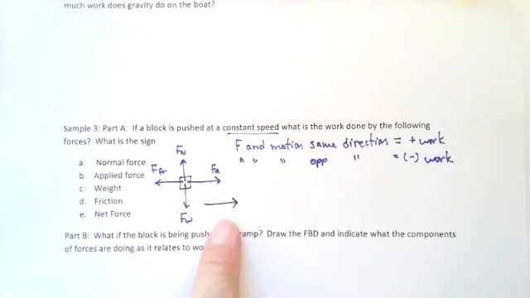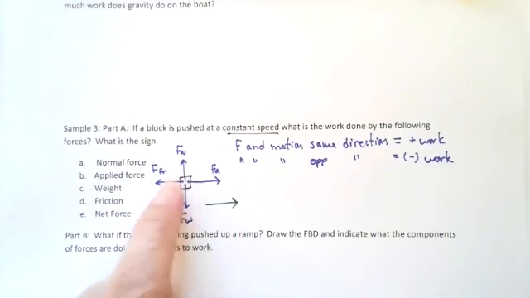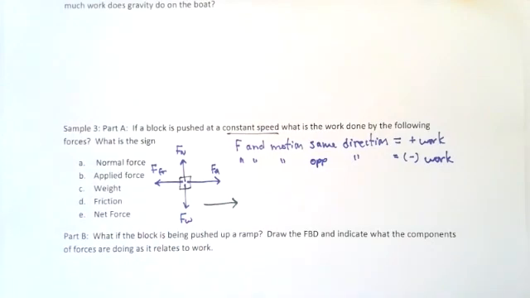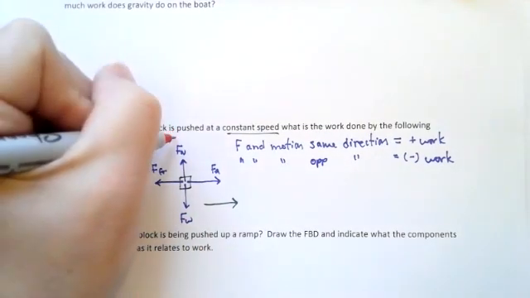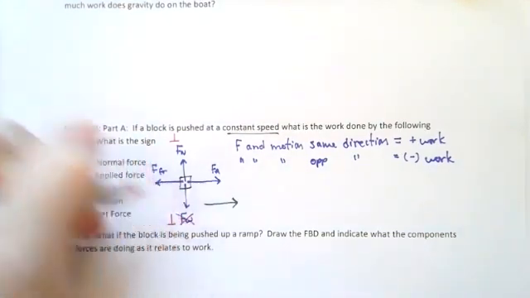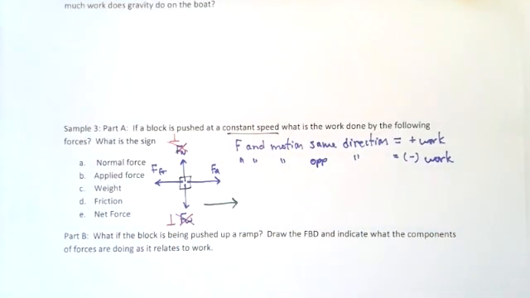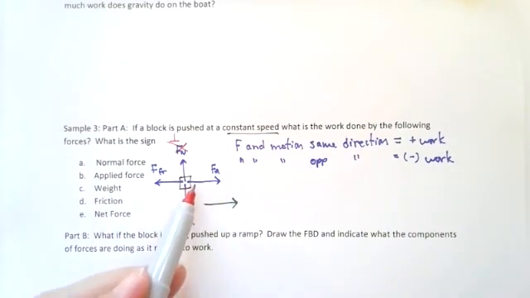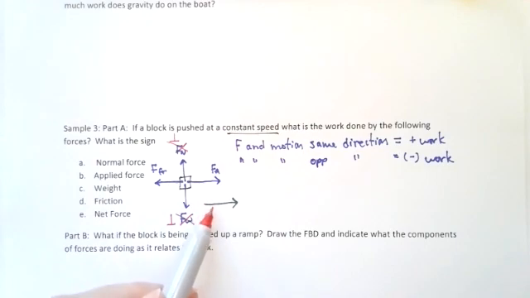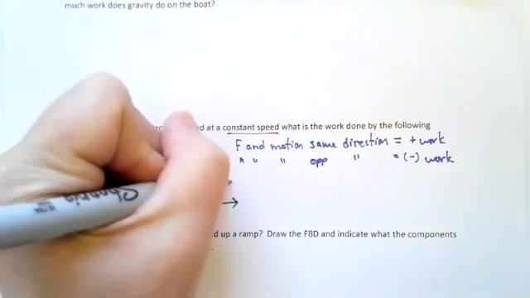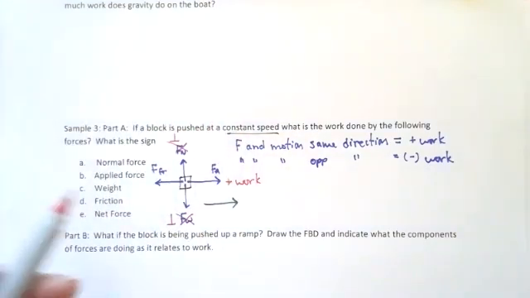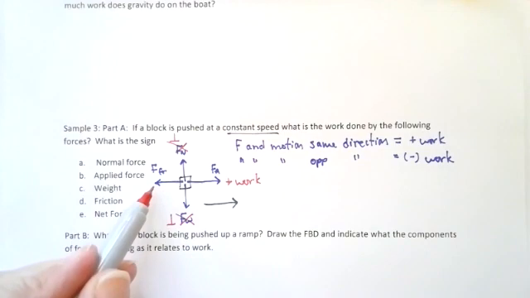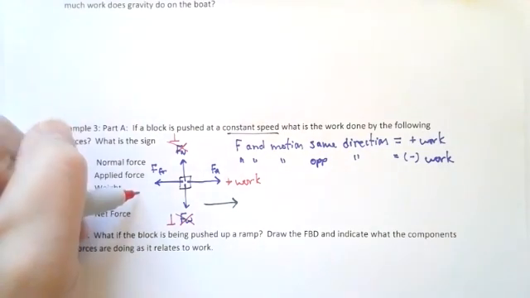All right. So we define work as forces that are parallel to motion. So what do we know right away about gravity and about the normal force? Are they doing any work at all? These are perpendicular to my motion. So these are doing zero work. And if I look at my applied force, it is going in the same direction as my motion. So this is going to do positive work. Here I have friction, and it's going in the opposite direction of motion. So this is going to do negative work.